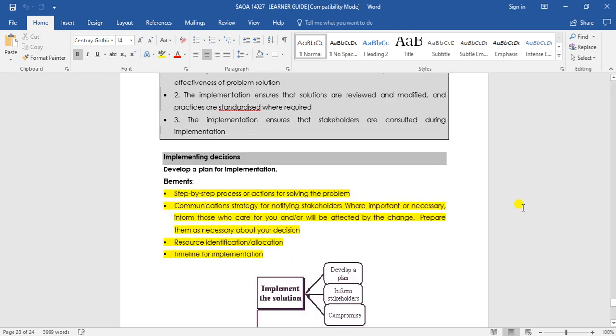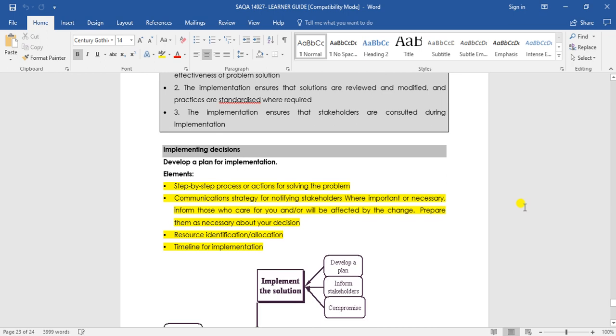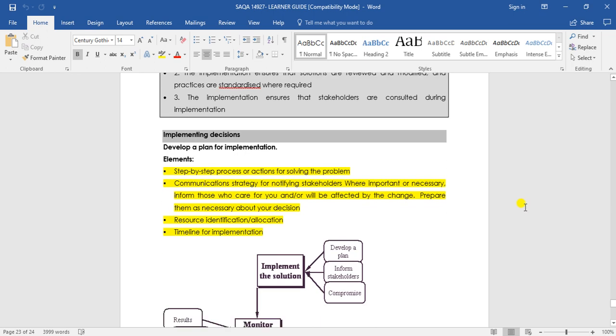Implementation decisions: develop a plan for implementation. Elements: the step-by-step process or actions for solving the problem. Communication strategy for notifying stakeholders where important: inform those who care for you and/or will be affected by the change. Prepare them as necessary about your decisions, resource identification or allocation, and timeline for implementation.